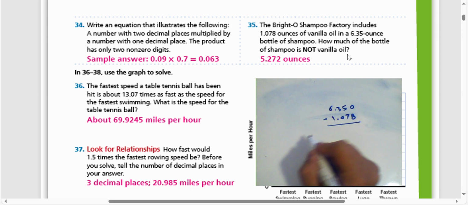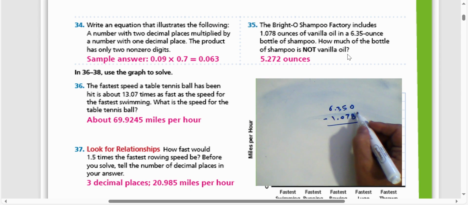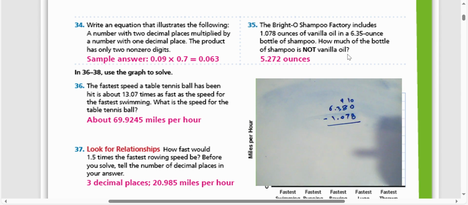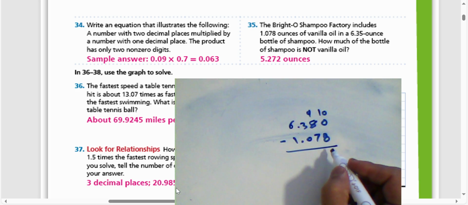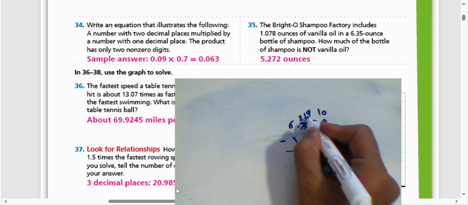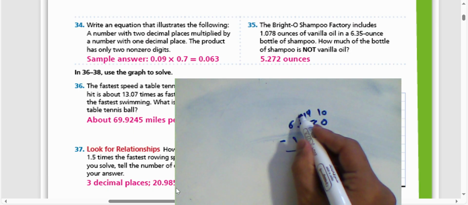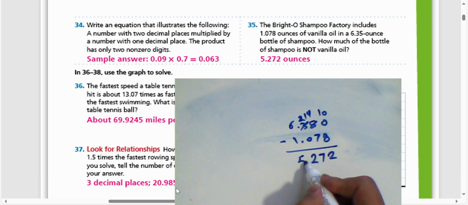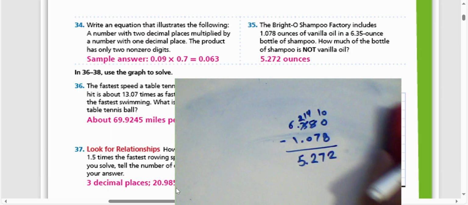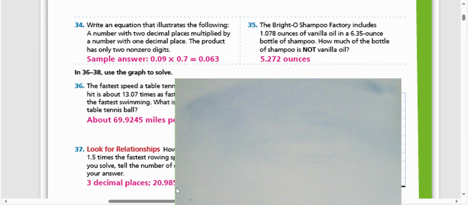We must put 0 here first to make equal parts. 0 minus 8 we can't do, so you must borrow 1. It will be 10 minus 8. 10 minus 8 equals 2, and 4 minus 7 we can't do, borrow 1. 14 minus 7 equals 7, and 2 minus 0 equals 2, and 6 minus 1 equals 5. 5 and 272 thousandths.